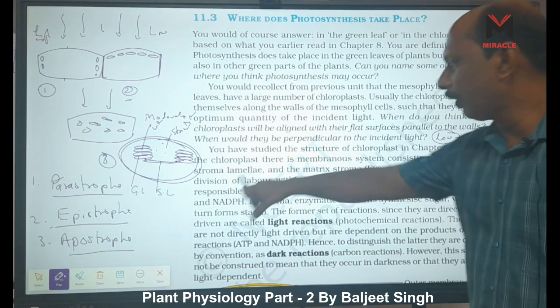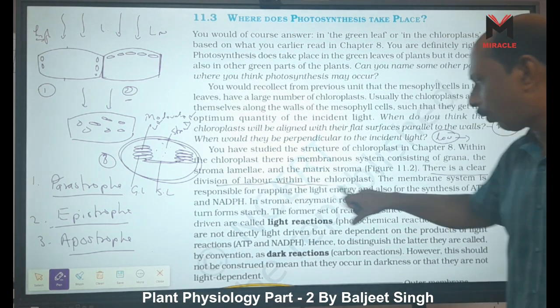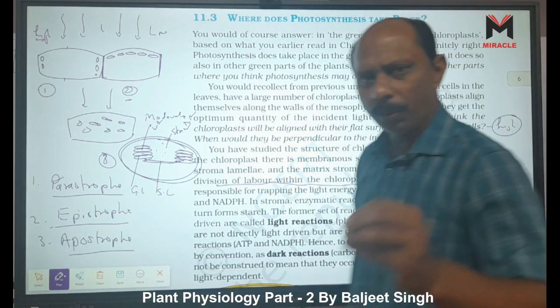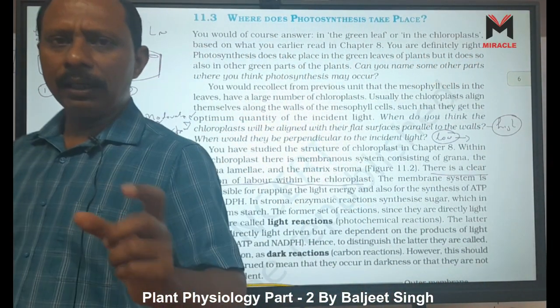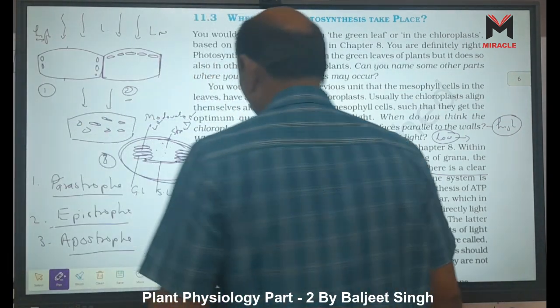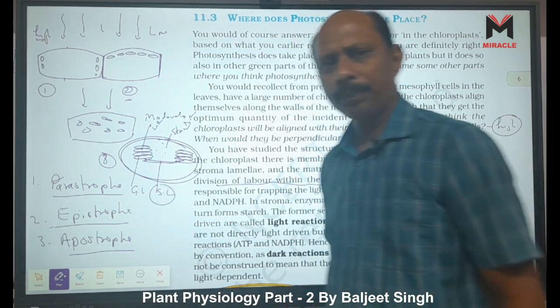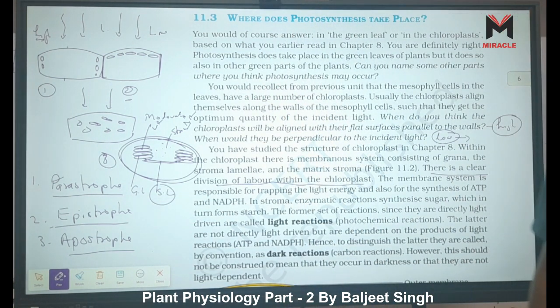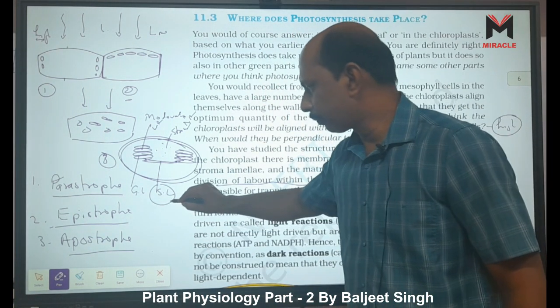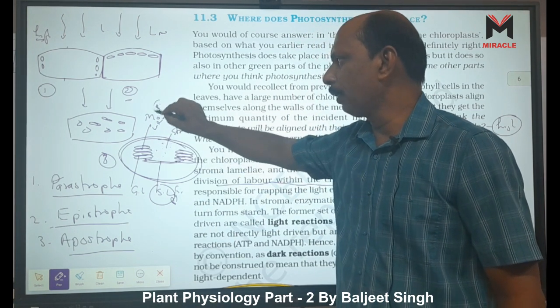There is a clear division of labor within the chloroplast. Why is it given? Clear division. That means what? Stroma is for the dark reaction, grana for the light reaction, right? In grana, we also know the stroma lamella is only for PS I, and the grana is for both PS I and PS II.